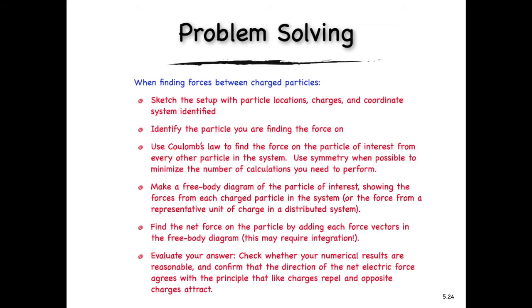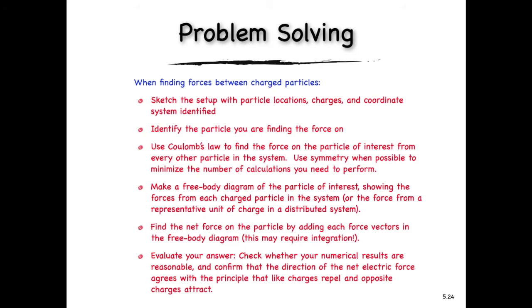And then we pick the particle that we're finding the force on. In this example, it was that test charge that we labeled Q test. But we could ask, what is the force on the bottom charge, or the left charge? Whichever charge we want to find the force on, we have to identify that so that we know what we're talking about. And then we can use Coulomb's law to find the force on that test charge from every other charged particle in our system.